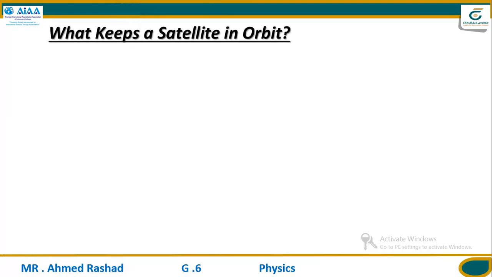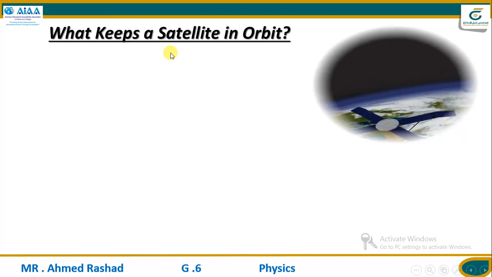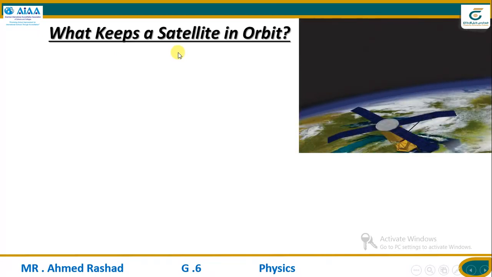Now we can go to the next step in our lesson today, which is what keeps a satellite in orbit. How do scientists or astronomers keep the satellites and probes that surround the Earth in place, these satellites that help with the internet and other communications?